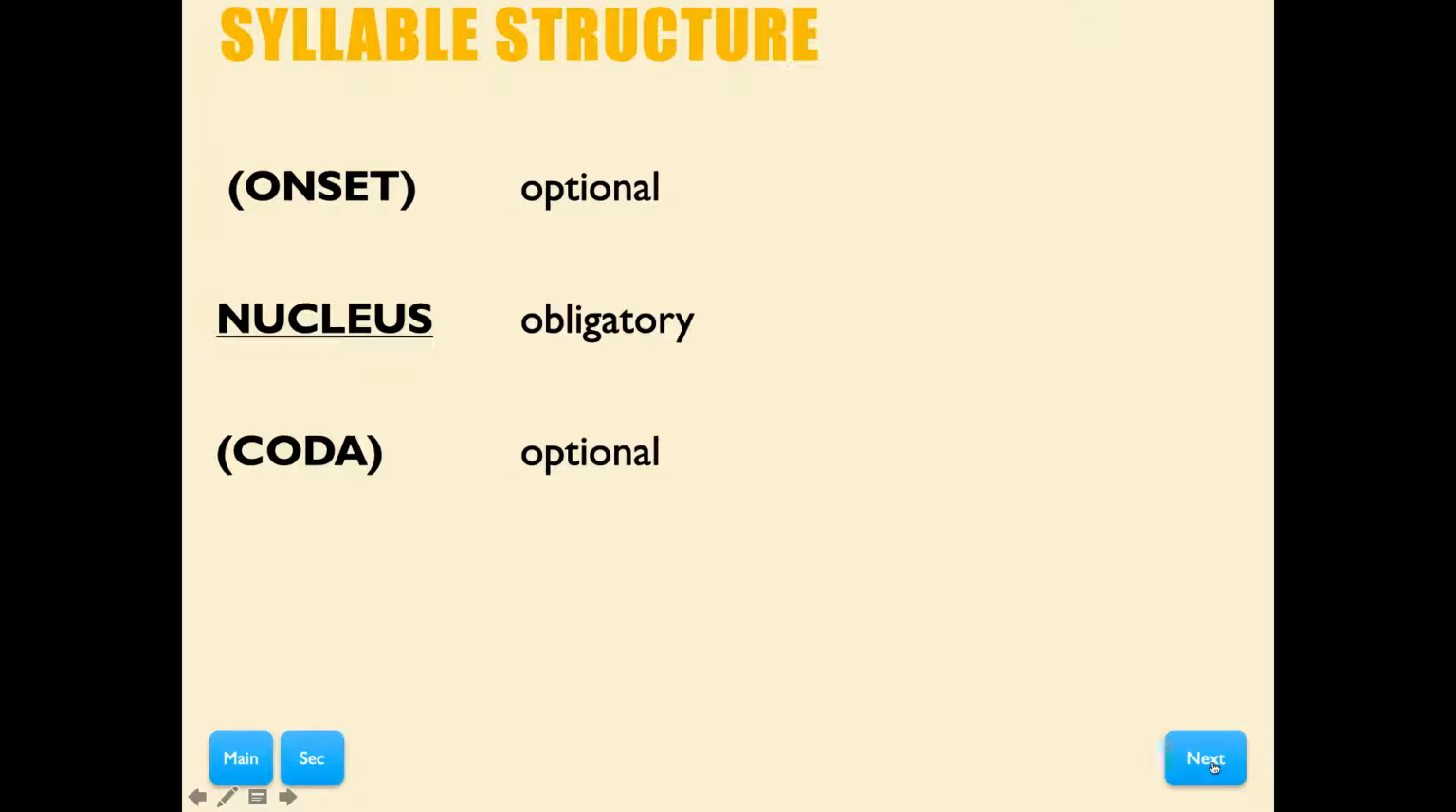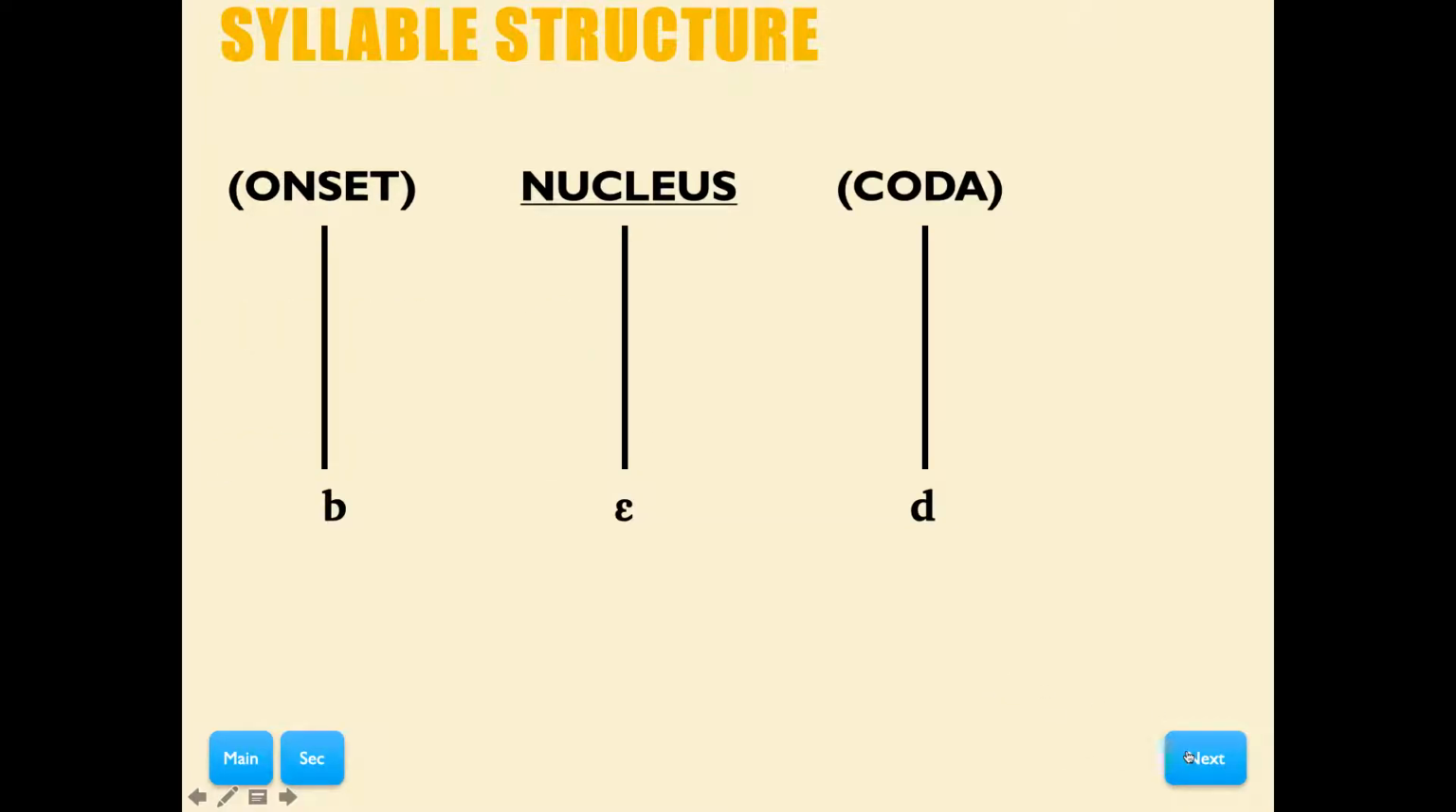Both the onset and the coda are optional, but the nucleus is obligatory. You can have a syllable without an onset or without a coda, but not without a nucleus. Let's see this in an example. We have the word bed. There is a nucleus, the vowel, one consonant before the vowel, the onset, ba, and one consonant after the vowel, the coda, da. Bed.